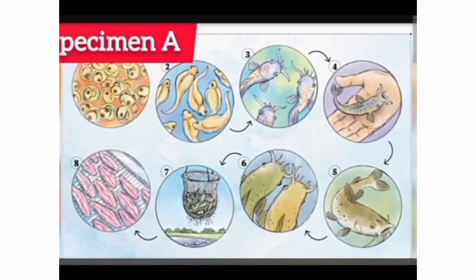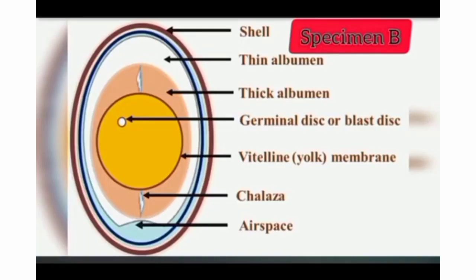Then this is the stages of development of the egg. The egg will develop into a mature catfish. From the stages of development, you can see 1, 2, 3, 4, 5 to 6, and 7 and 8.